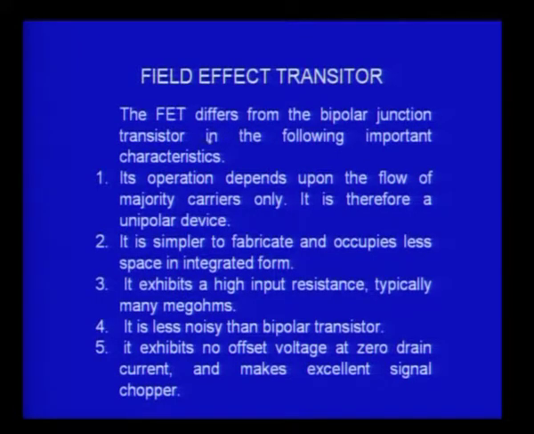So this is what I have actually listed here in this slide. The FET differs from the bipolar junction transistor in the following important characteristic. The operation depends upon the flow of only majority carriers. It is therefore a unipolar device. It is simpler to fabricate and occupies less space in integrated form. This is a very important feature technologically, and therefore it provided the giant leap we require in the field of integrated electronics, IC electronics. The other most important characteristic of the JFET is that the input junction is reverse biased.